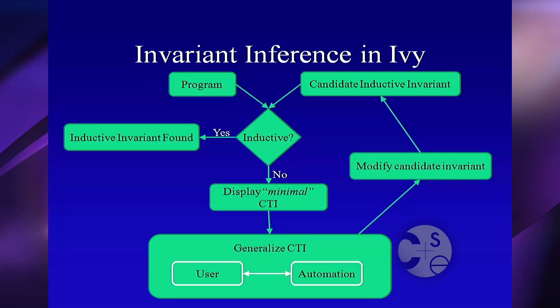You take the program, you take this candidate inductive invariant, you check its inductiveness. Since we are working in this decidable logic, we know that this will never fail. If it finds an inductive invariant, it's great. If not, then in fact we can compute a minimal model, minimal in terms of the size of the graph, that is the counterexample to induction. And then we work with the user to generalize it. And once again, we modify this candidate invariant and keep the step.